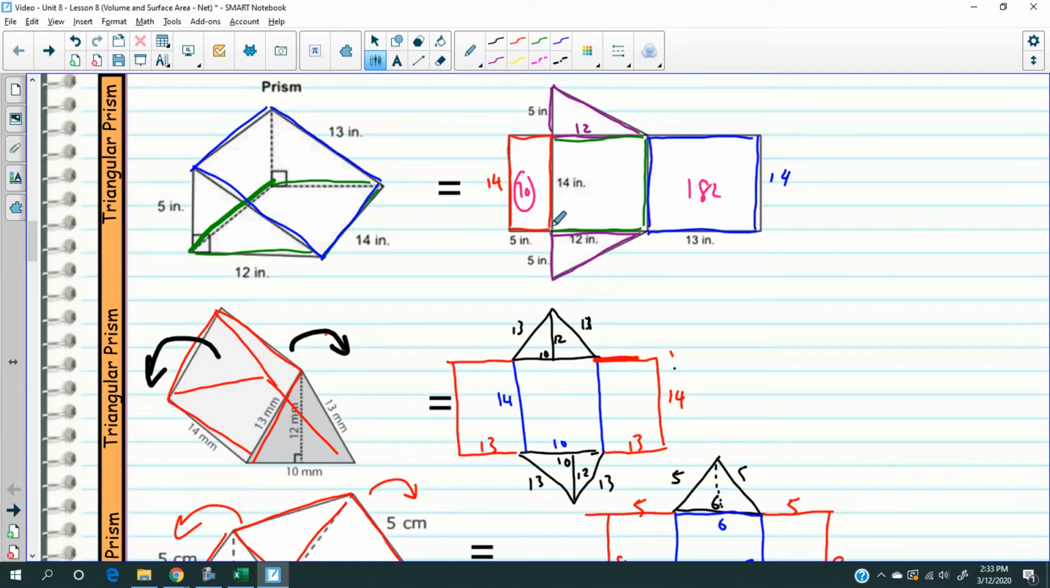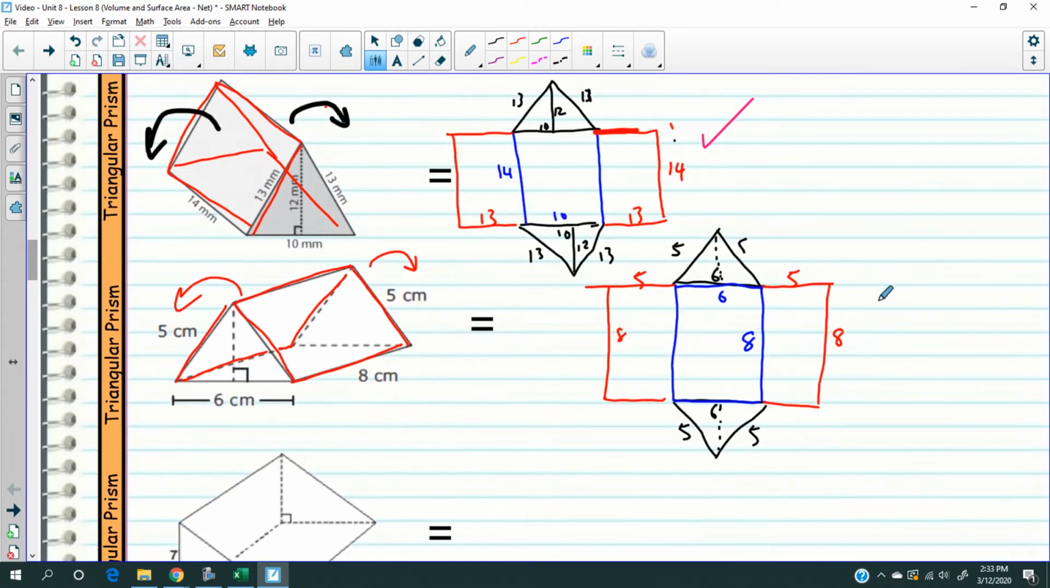I'm going to do the rectangles first. So 14 times 12, 168. And then 5 times 12, base times height divided by 2. So 5 times 12 is 60 divided by 2. Don't forget to divide by 2. That's 30. And then you add these up. I'm going to add the 2 30s up first. Plus 70, plus 168, plus 182. Okay, 480. 480 what? Inches square. So do that for this one.